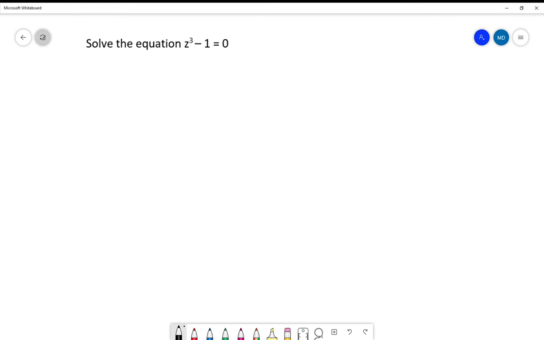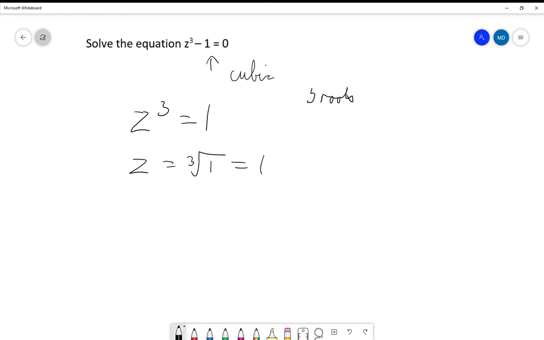Now this might seem very easy. All you have to do is write it as z cubed equals 1, and then we take our cube root, so z is equal to the cube root of 1, and of course that's just 1. And we're done. Except we're not, because this is a cubic equation, and so we expect it to have 3 roots. So where did the other roots go?